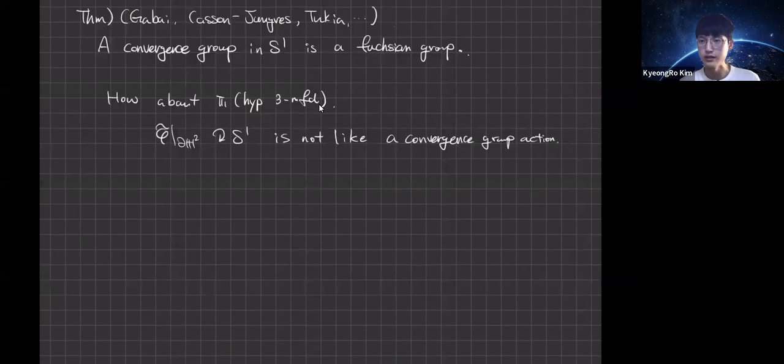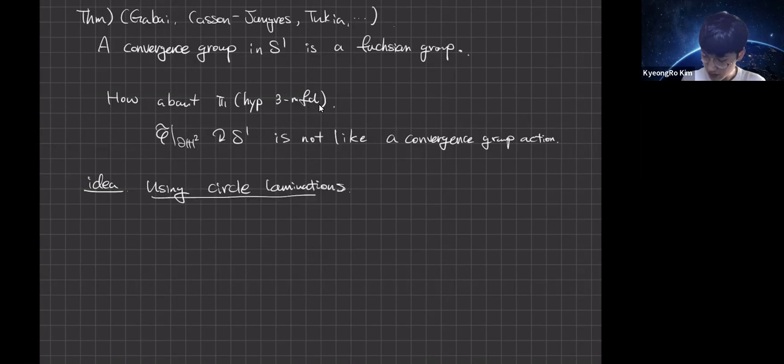So our idea is using circle laminations. Now our problem is we want to characterize low-dimensional hyperbolic manifold groups in terms of circle laminations, invariant circle laminations.